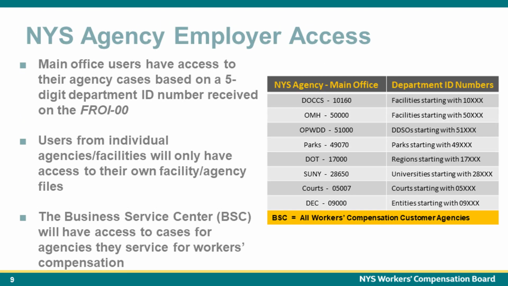Main office users have access to their agency cases based on a 5-digit department ID number received on the FROI 00. Main office users include central office directors and human resource managers, among others. For example, statewide HR directors should have access to all of their facilities' claims. Users will only have access to their agencies' or facilities' files or information. Each state agency must determine who the authorized users within their respective HR teams will be. For instance, who on your team is handling the day-to-day management of workers' compensation claims? The Business Service Center, BSC, will have access to cases for agencies they service for workers' compensation.